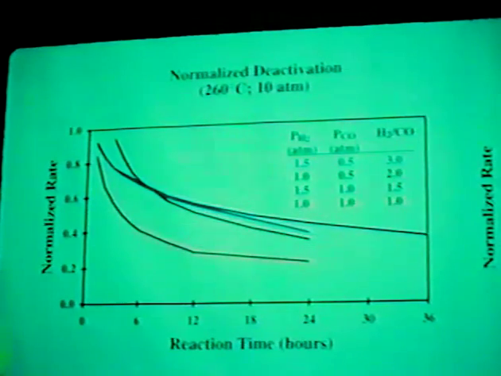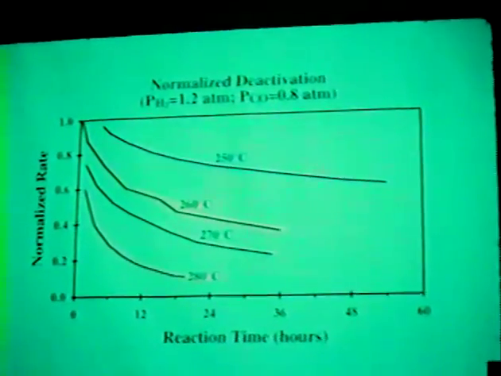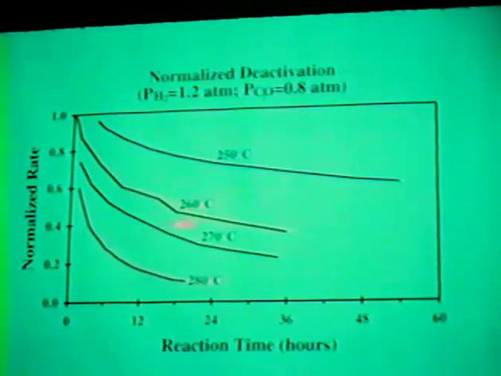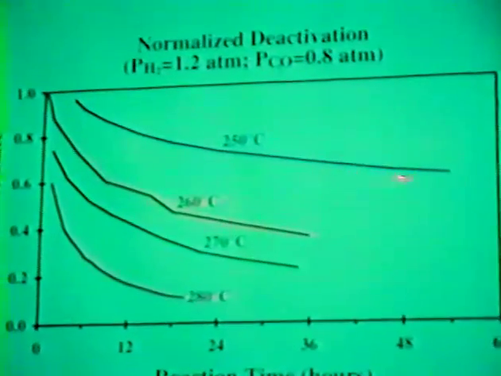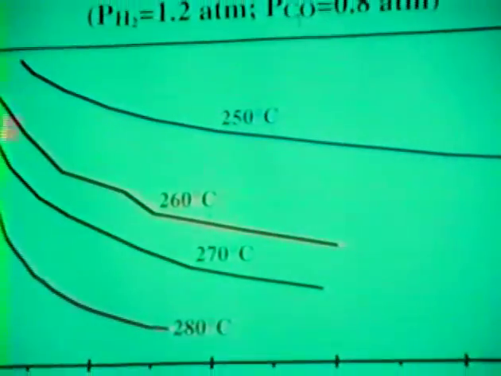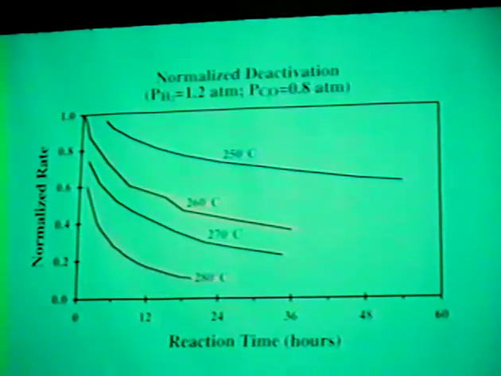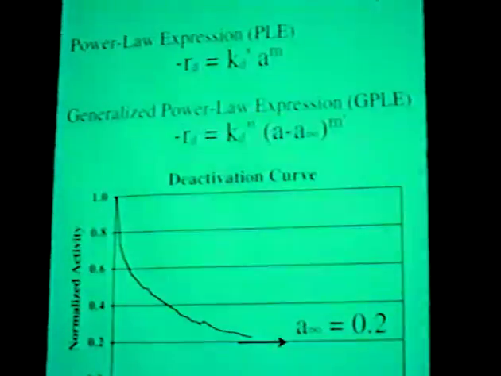So we see that, as with the kinetics, the relationship between the deactivation rate and the reactant concentrations is not a simple one. The changes with temperature are a little more clear. As the temperature is increased, we see an increased extent of deactivation. Indeed, at 250 degrees C, in 48 hours, we only see a decrease of 40% of the initial activity, whereas at 280 degrees, in less than 24 hours, we're reduced to less than 10% of the original activity.